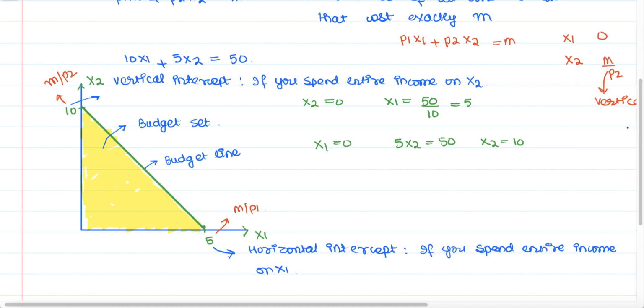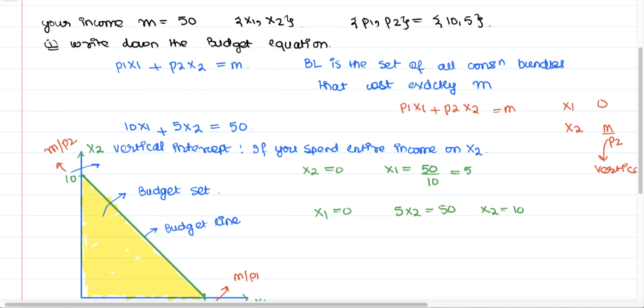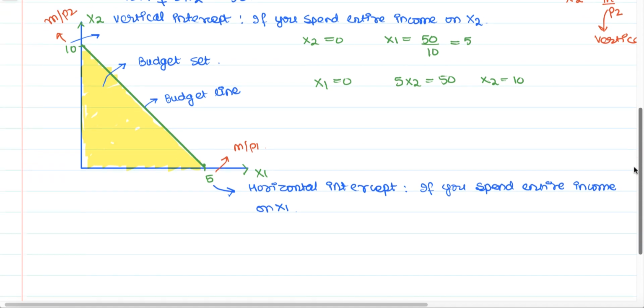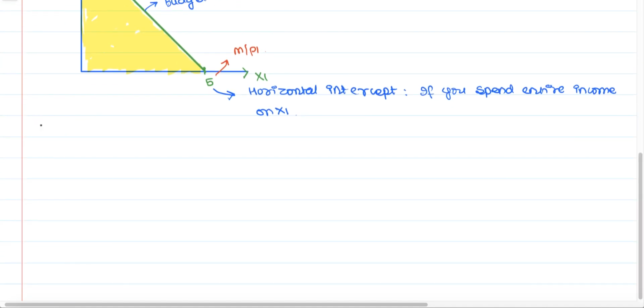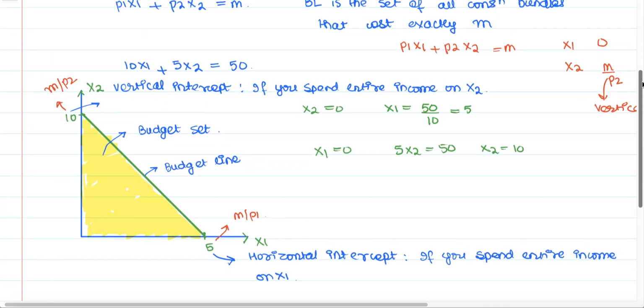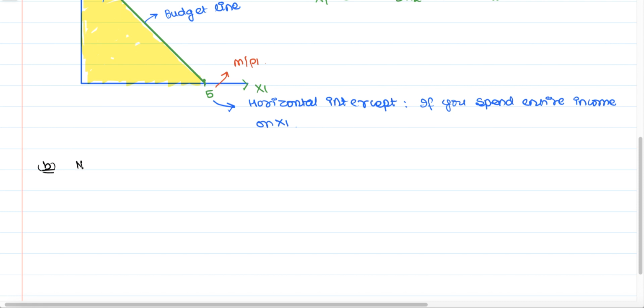Now, let's take our question a little further. We said that your income is 50, p1, p2 are these, write down the budget equation. Let's write another part of this question, part B. The prices were 10, 5. Now suppose p1 falls to 2, what is the budget constraint? So think about it. You had p1, p2; now you have p1 as 2 and p2 as 5.